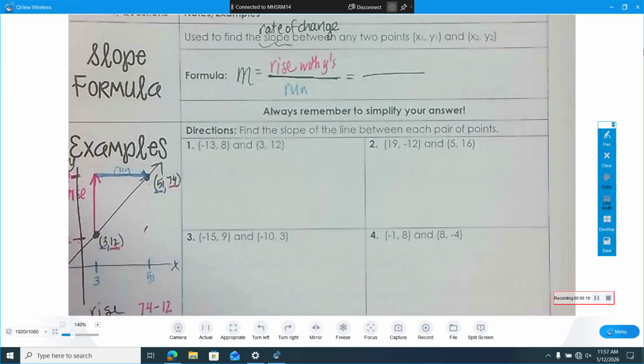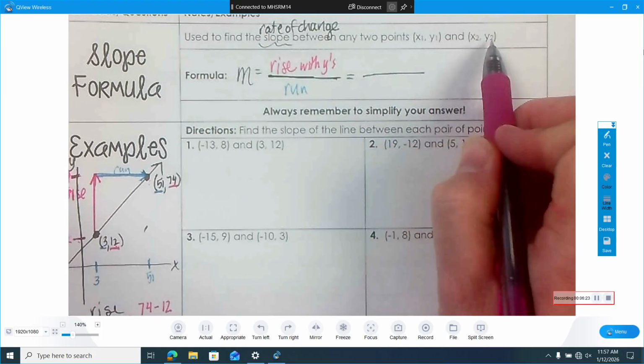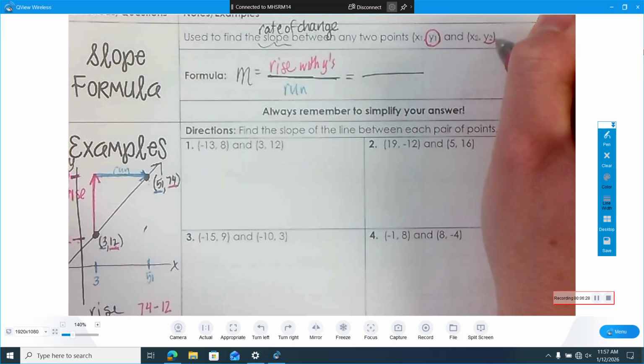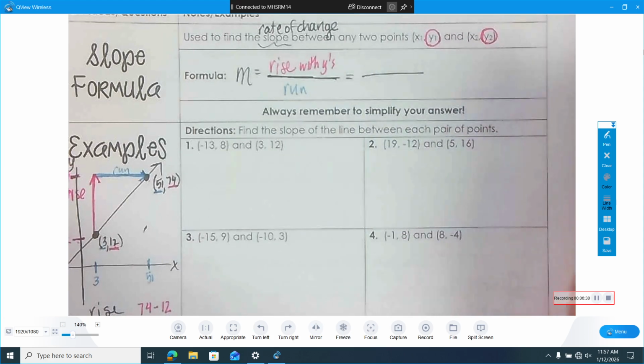So what we're going to do is we're going to take our ordered pairs, and today I'm going to have you circle your y values. Will you take a color, one color, and circle your 2 y values, please?